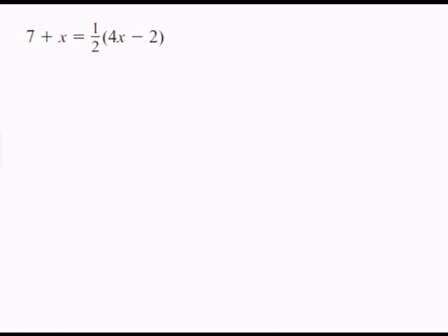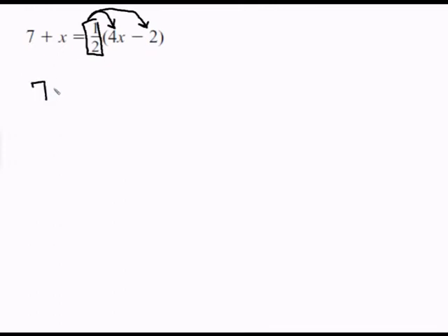I have 7 plus x equals 1 half times the quantity 4x minus 2. So the first thing I have to do is get rid of this parentheses. This is the distributive property. So I'm going to take this 1 half and distribute it equally amongst everything. I can't just do it to the first. I have to do it to both.